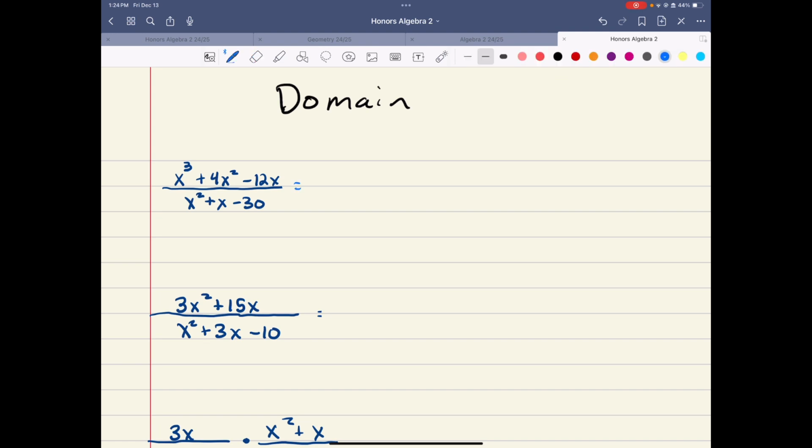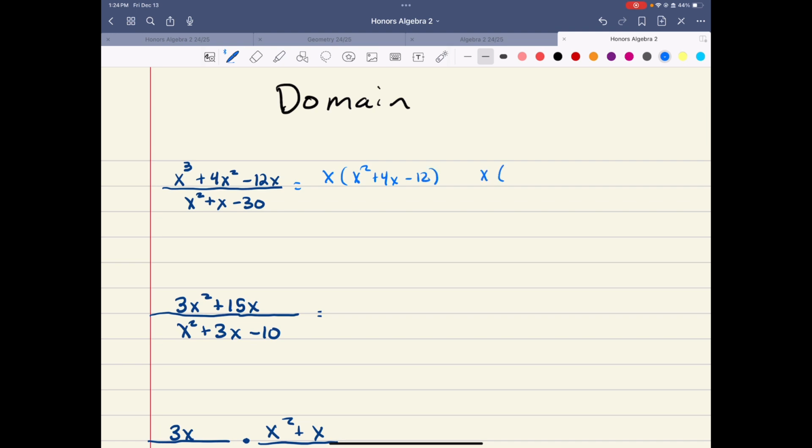So when we're finding the domain, we're just looking for the excluded value. We really have already done this, but we're going to write it in a little bit of a different way. So I'll show you how we're going to go about writing it. We're going to factor first. So this becomes x and x squared plus 4x minus 12. I can go a little bit further.